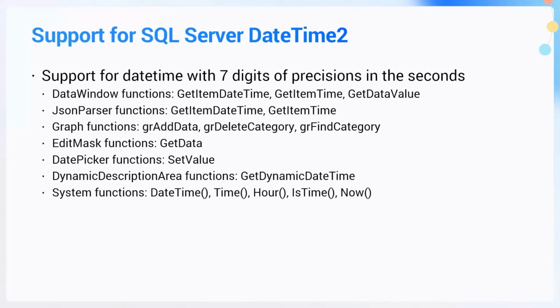Support's been added for the SQL Server Datetime 2. The Datetime 2 has a precision of 7 digits for the seconds. And so in order to fully support that data type from SQL Server, all of the datetime functions within PowerBuilder have been updated to continue to carry the support for that level of precision for seconds. So GetItemDateTime, GetItemTime, GetDateValue all now have a precision of 7 digits in the second. Same with all the other functions that are listed here.